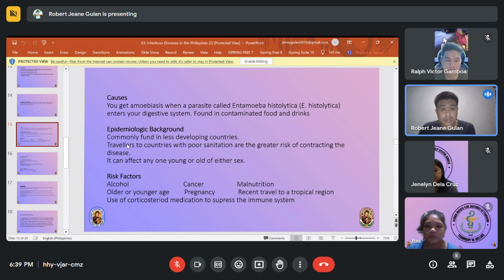Epidemiologic background: commonly found in less developed countries. Travelers to countries with poor sanitation are at greater risk of contracting the disease. It can affect anyone, young or old, of either sex. Risk factors: alcohol, older or younger age, use of corticosteroid medication to suppress the immune system, cancer, pregnancy, malnutrition, recent travel to a tropical region.